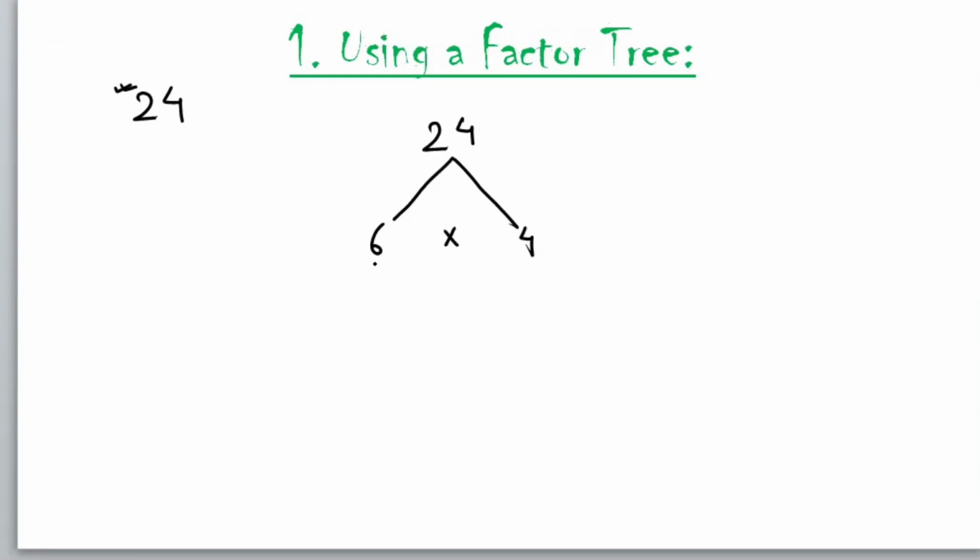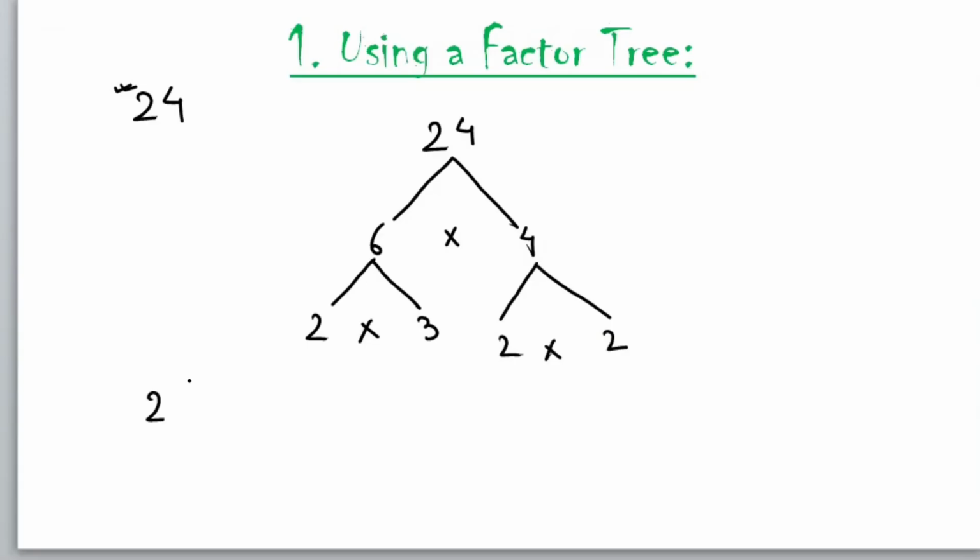6 is not a prime number. It means we can break it down further. Then we can make the branches of 6 as well. 2 times 3 is 6. Again, we can do the same with 4. 2 times 2 is 4. Here, 2 is a prime number, 3 is a prime number, 2 is a prime number, 2 is a prime number. So we have to stop breaking the numbers when all the branches end in prime numbers. Here this branch ends in a prime number, and this branch also ends in a prime number. So we have to stop breaking the numbers.